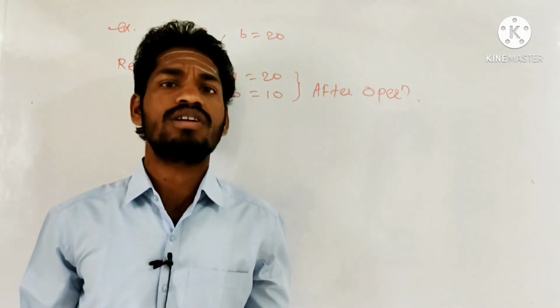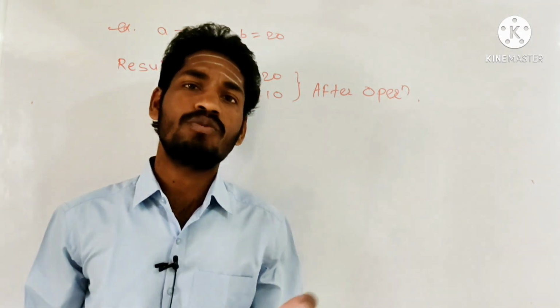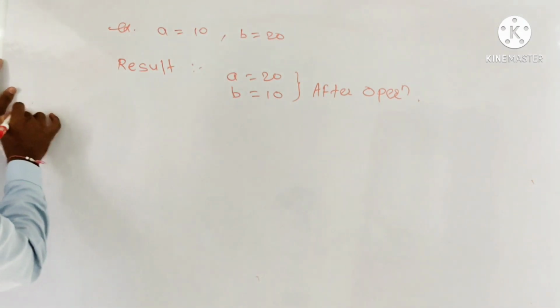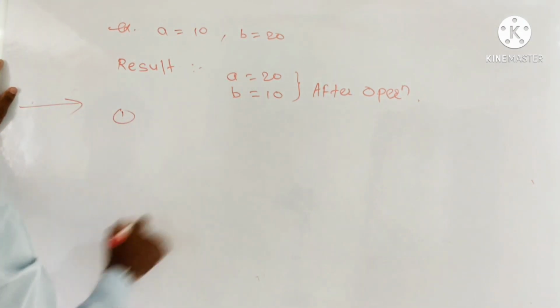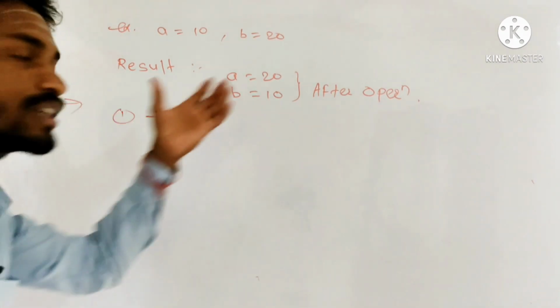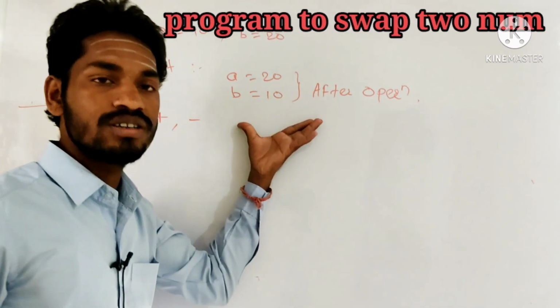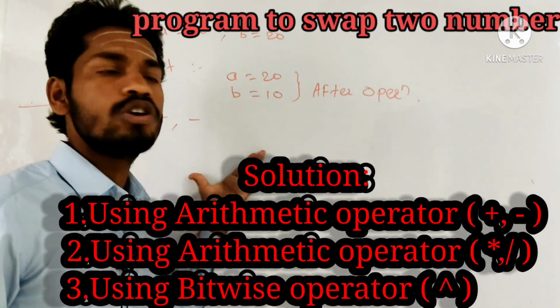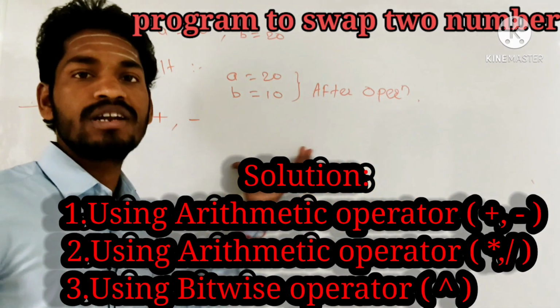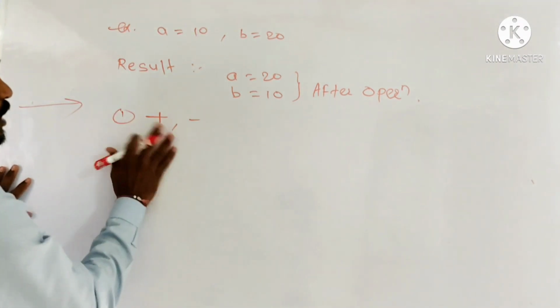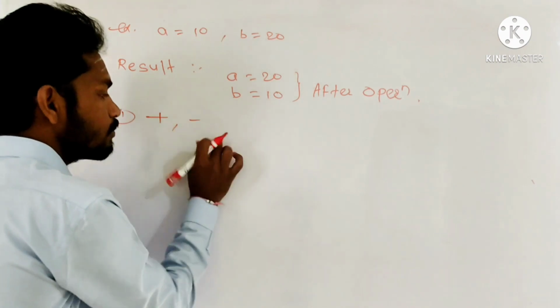Such questions are sometimes asked in programming also. Sometimes they will ask theoretically: write a one-line expression for swapping the two variables. Then how to solve? The first approach, you can solve using the arithmetical operators, that is plus and minus. I will show you different expressions, different solutions.